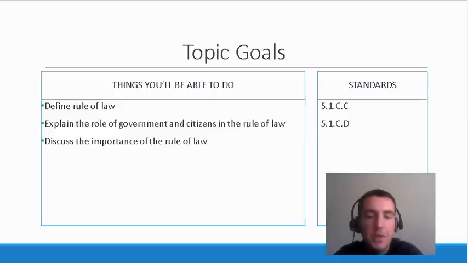So the goals, these are the things you'll be able to do at the end of the lesson. You'll be able to define the rule of law, meaning you'll be able to say what it is. You'll be able to explain the role of government and citizens in the rule of law, so you'll be able to figure out what it has to do with us. You'll be able to discuss the importance of the rule of law. So you'll be able to talk about why this whole rule of law thing is so important.